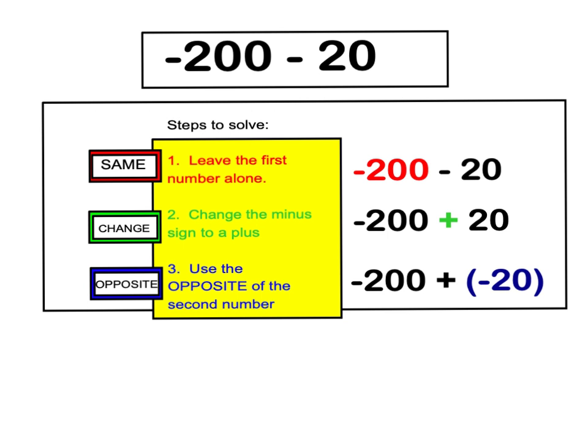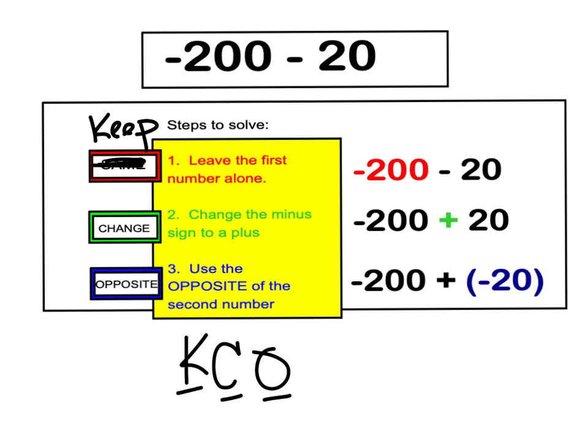In fact, you might have heard this already. Instead of calling this "same," we'll call it "keep." And a lot of you have learned this in middle school. It's called the KCO method. Keep, change, opposite.